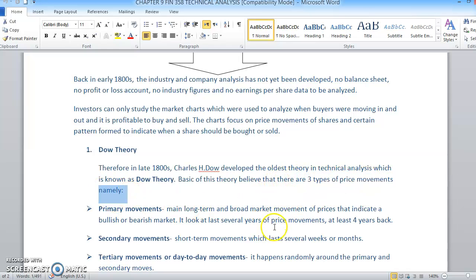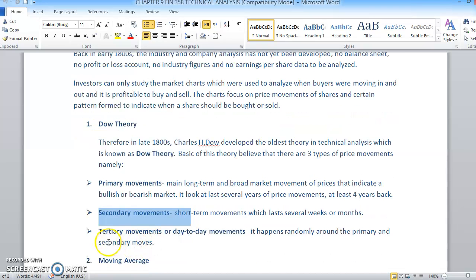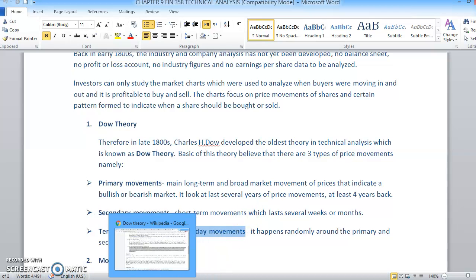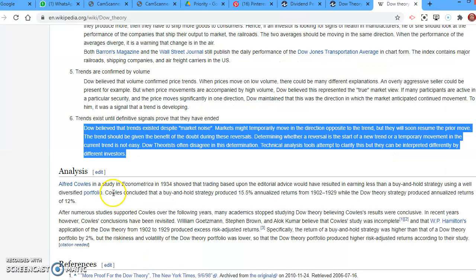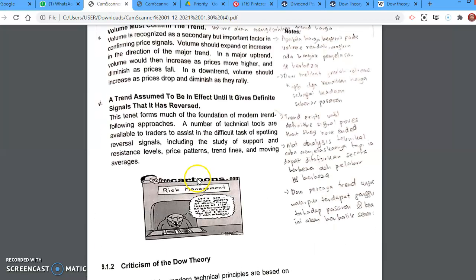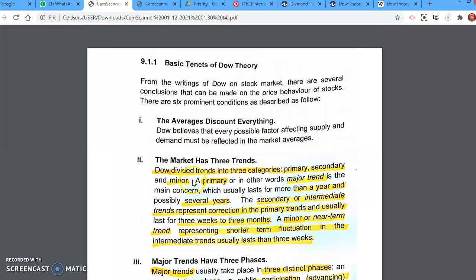So this is a summary of the Charles H. Dow Theory. There are primary movements, secondary movements, and also the tertiary movement, or the minor or the near term movement. I will explain this further according to your textbook, which has much more detail. So let's take a look at the theory developed by Charles H. Dow. This is the part that I have taken from your textbook.